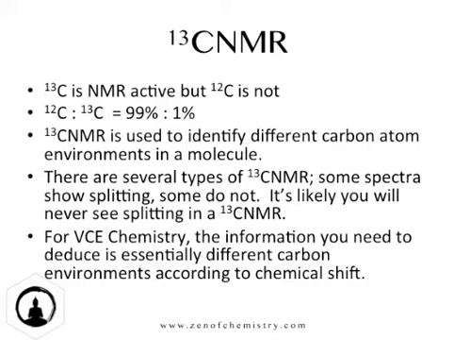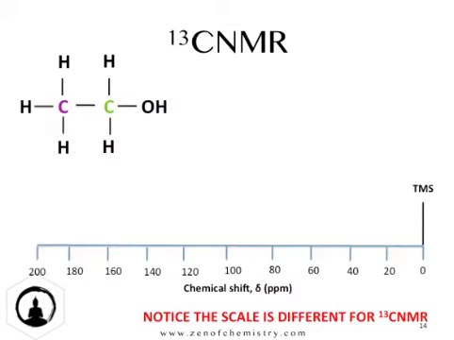So for the purposes of VCE chemistry, all you really need to deduce from a carbon NMR is how many carbon environments you have, and according to their chemical shift, you can get some idea of what that's from. So if we now look at, again, we'll use our ethanol as our example. Here's our TMS peak, again at 0. You'll notice that the chemical shift for proton NMR, remember, was 0 to 12. So for carbon NMR, it goes from 0 to 200. The scale is actually quite different in carbon NMR.